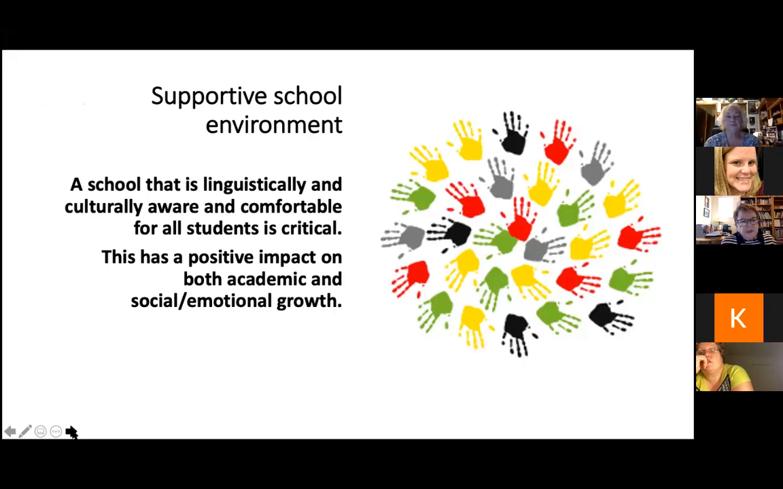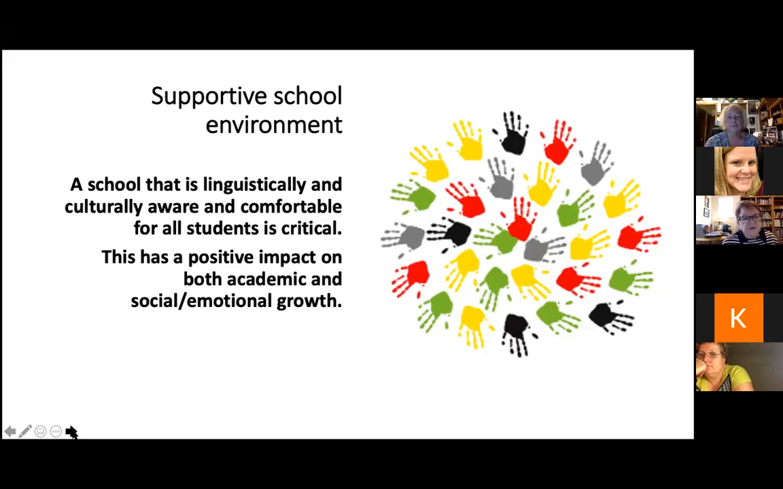A school needs to have a supportive environment. We've done some writing about this as well. It's, how do you create that community in the school that is welcoming and indicates to these students that they're welcome here, there are supports here for them, people care about them. Not just their ESL teacher, but other people in the building. So a school that's really aware of this and comfortable is very critical for all students.